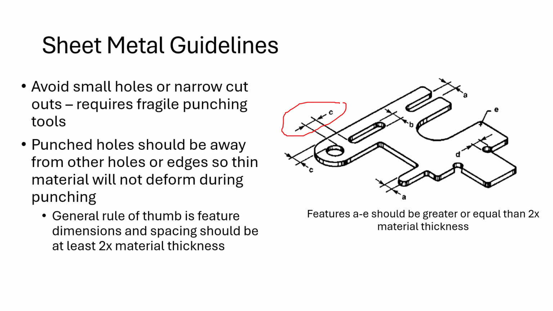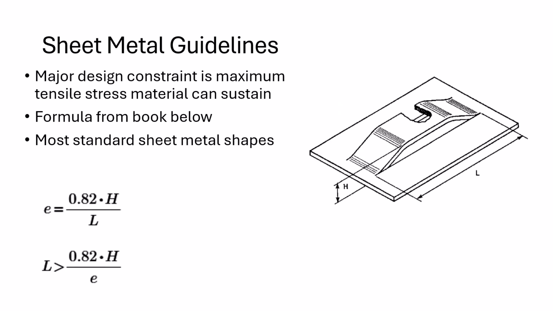So this part right here, I described it from the book. All of these figures, A through E, should be 2x the material thickness in order to not have to deal with any of these fragile parts or fragile low wall thicknesses and things like that. So just some good rules of thumb to keep in mind.